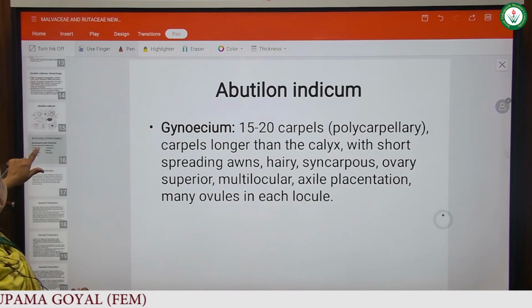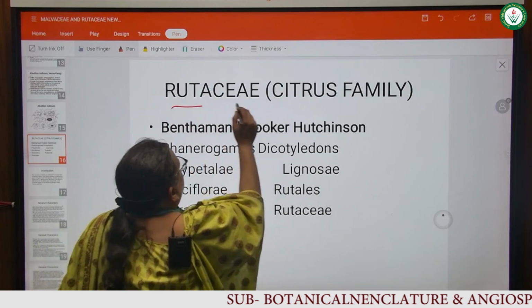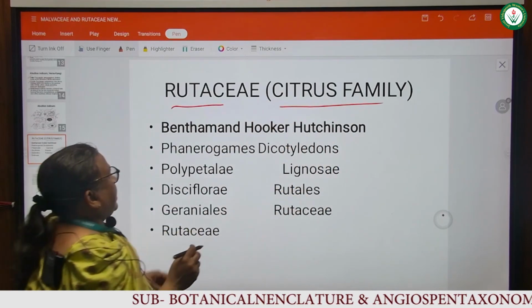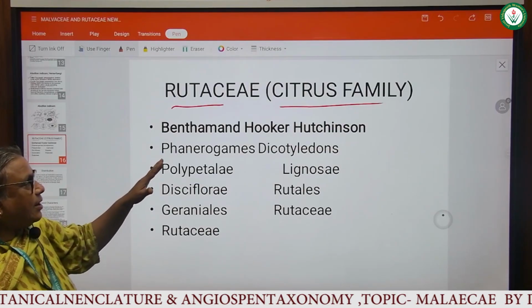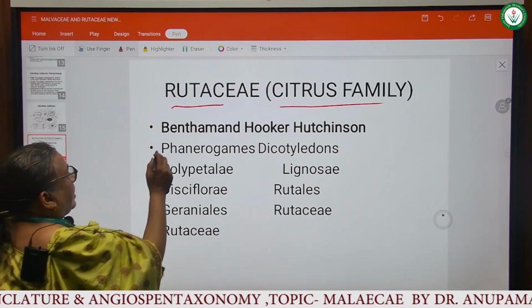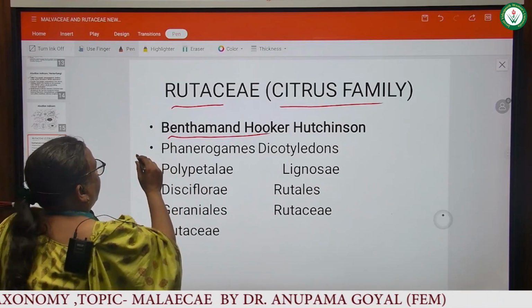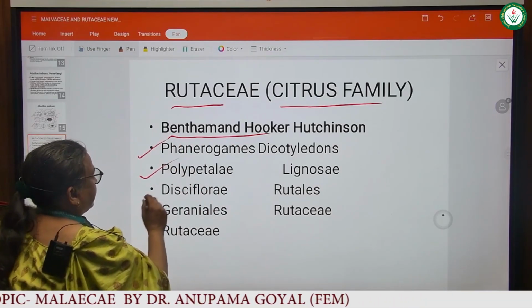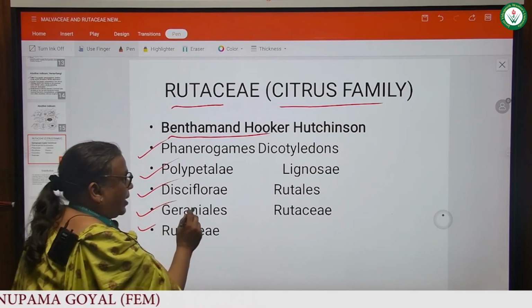Now I talk about the Rutaceae. Rutaceae means the citrus family. It was given by Bentham and Hooker. The classification was given by Bentham, Hooker and Hutchinson. According to Bentham and Hooker, the classification is Phanerogams, Polypetalae, Disciflorae, series Geraniales, order Geraniales and family Rutaceae.